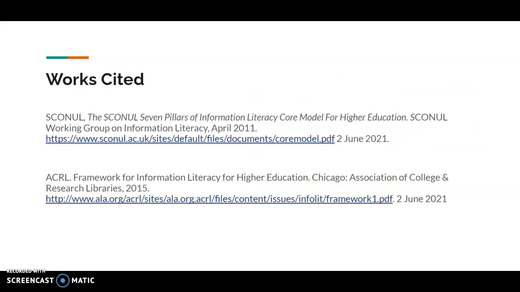If you're interested in really diving deep and looking more, I have the citations for both the SCONUL, the University Library Systems, and the College Research Libraries, the ACRL, information here for you.